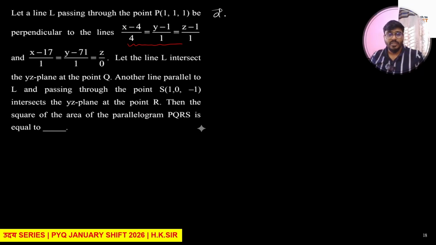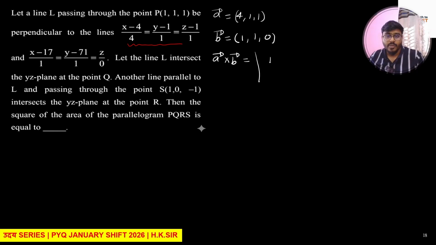Cross product. So if a vector is the direction vector of this line, that is 4, 1, 1. This is the direction vector. B vector is the direction vector of this another line, 1, 1, 0. Okay. Now how to find the direction vector of the line which is perpendicular to both these lines? By using cross product. i cap, j cap, k cap. This is 4, 1, 1, and 1, 1, 0.